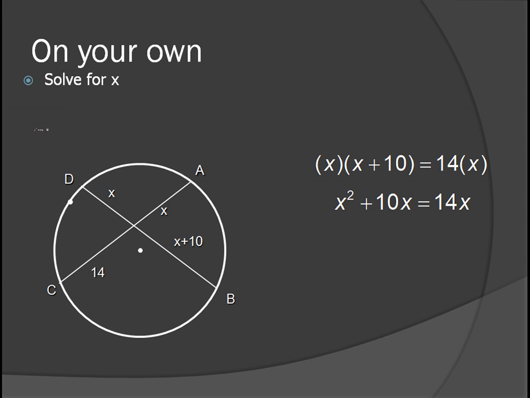We're going to move that 14x to the left side. And from here, we're going to factor out the x. And then we will solve. So here we get x is equal to 0, x is equal to 4. And obviously, if we look at this statement, x cannot be equal to 0, so we know that we can cancel that out.